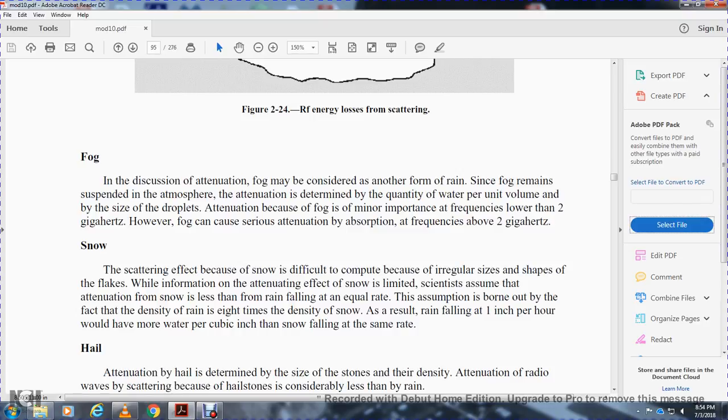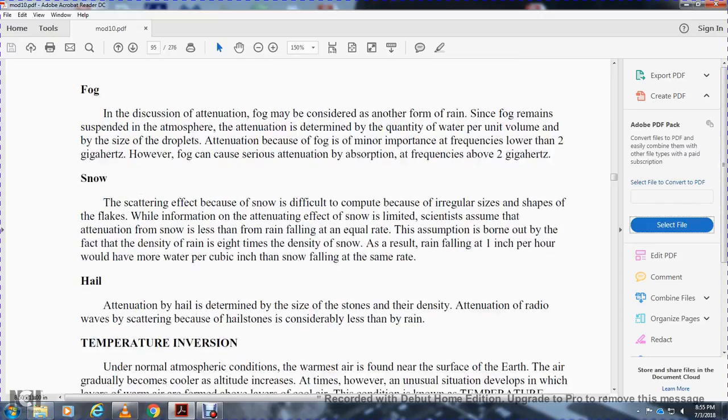Assuming the attenuation of snow is low, less than that of rainfall at the same rate, the assumption is borne out by the fact that the density of rain is 8 times the density of snow. As a result, rain falling at 1 inch per hour would have more water per cubic inch than snow falling at the same rate.